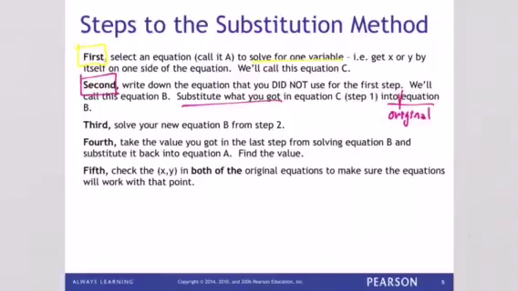Third, you're going to solve your new equation that you came up with. Fourth, you're going to take the value you got in the last step from solving equation B, and substitute it back into equation A. That'll give you another variable. And last but not least, we're going to check in both of the original equations. Those are your 5 steps. As you do the example problems, which are in another video, you can follow these 5 steps.